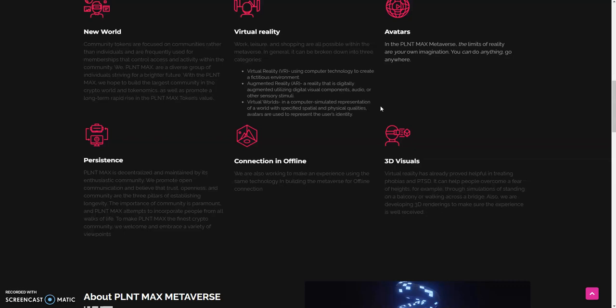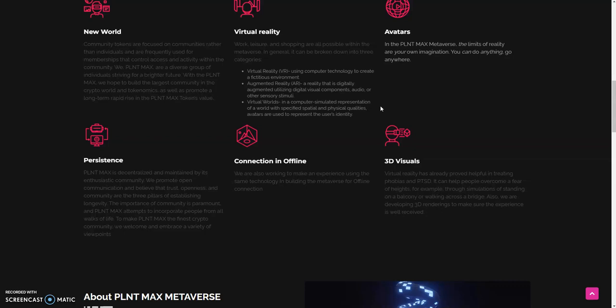Virtual reality, VR, using computer technology to create a fictitious environment. Augmented reality, AR, a reality that is digitally augmented, utilizing digital visual components, audio, and other sensory stimulus. We have virtual worlds, a computer-simulated representation of a world with specified spatial and physical qualities. Avatars are used to represent the user's identity.